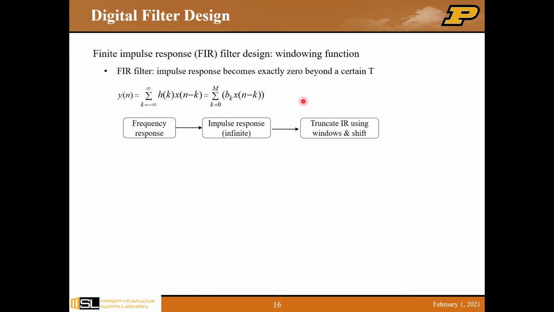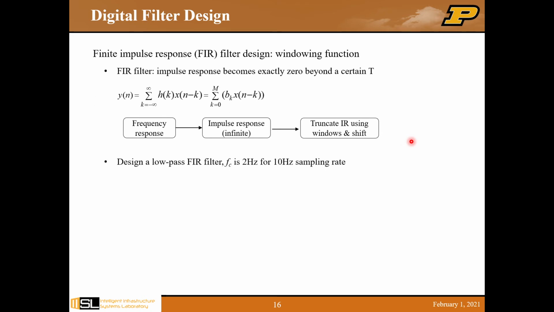So the general process for the FIR filter design is that we first clarify our requirements, which is what kind of frequency response we want to obtain. And then we do an inverse Fourier transform to get the impulse response. But that actually has infinite length. So we truncate the impulse response by using a window function. And then we shift that impulse response. Eventually, we obtain the finite FIR filter.